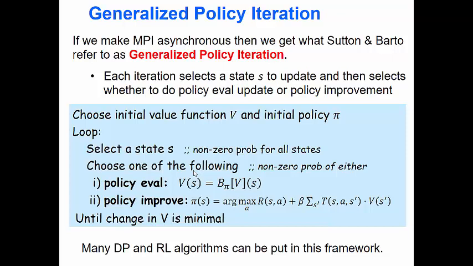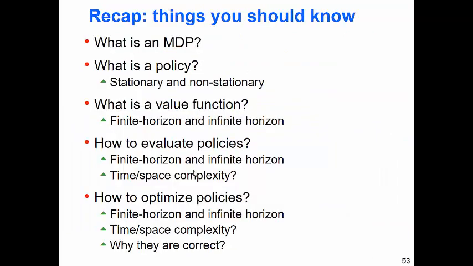So I think that's pretty much all we're going to say about generalized policy iteration. A lot of the RL algorithms that are introduced in your book basically are put in this framework. So any questions about any of this stuff? Because we've pretty much covered the basics of infinite horizon MDPs now.